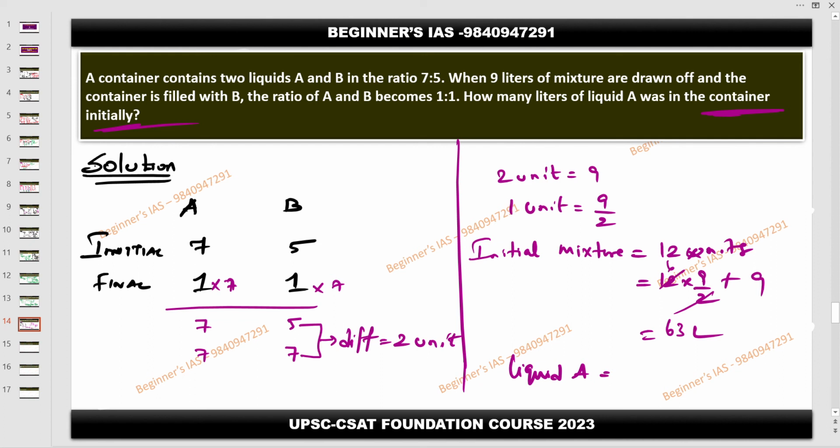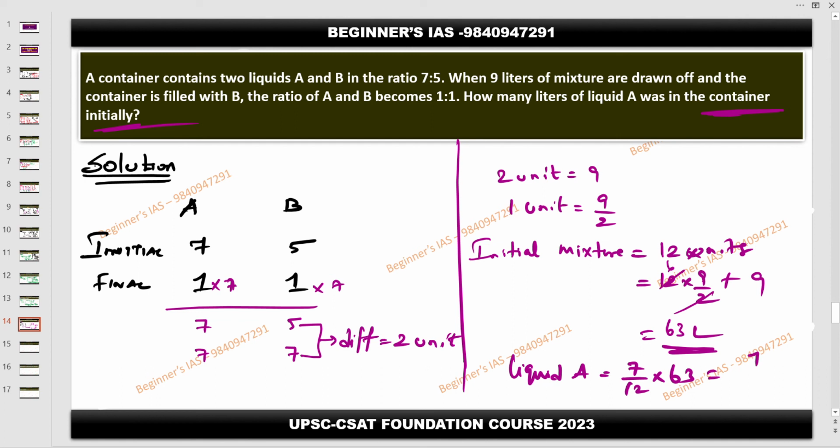So how much part is liquid A? 7 out of 12 of the total mixture. Therefore the 7 part is with respect to A. Then cancel this and multiply: 7 into 63.